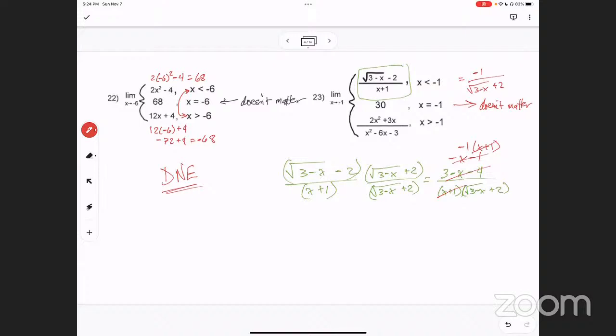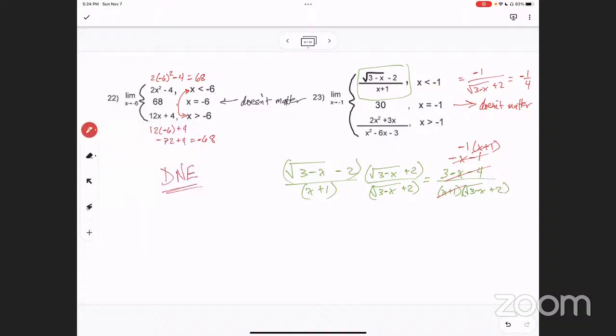Now I can plug in -1. And I'll get what when I plug in -1 to this thing? You'll get -1 over 4. -1 over +4, which is -1/4. Good. So there's my limit from the, which way, left or right? From the left. Perfect.